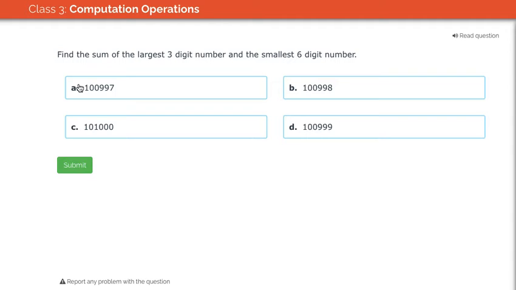Okay. So find the sum of the largest 3-digit number and the smallest 6-digit number, which we found out last time. Or the largest 3-digit number and smallest 6-digit number this time. So it is this, because the largest 3-digit number plus the smallest 6-digit number will be the 6-digit number with the 3 zeros turned into 9s.